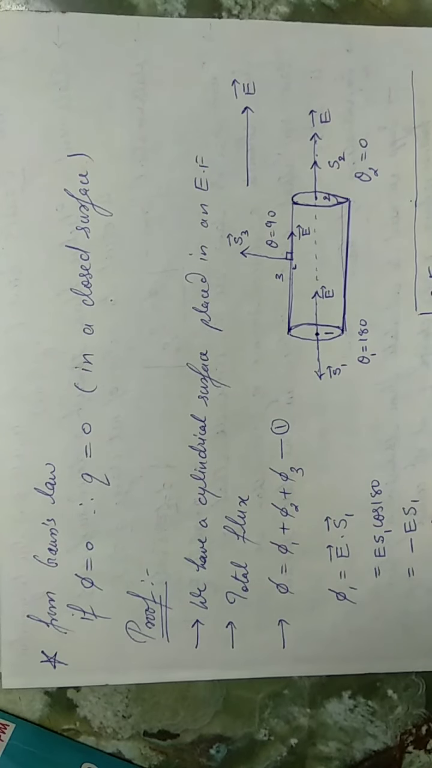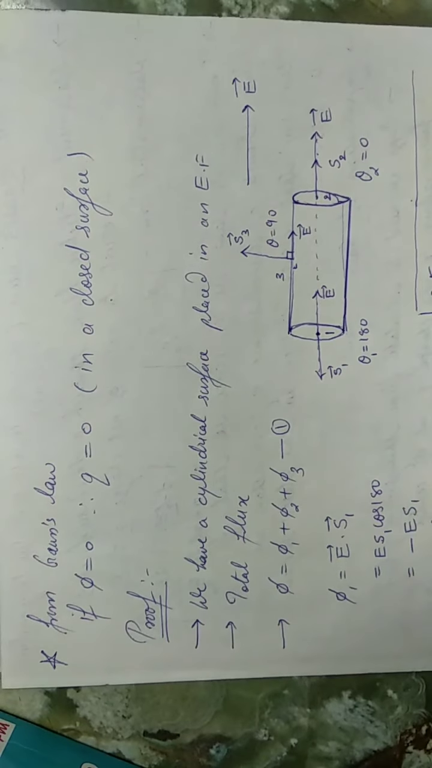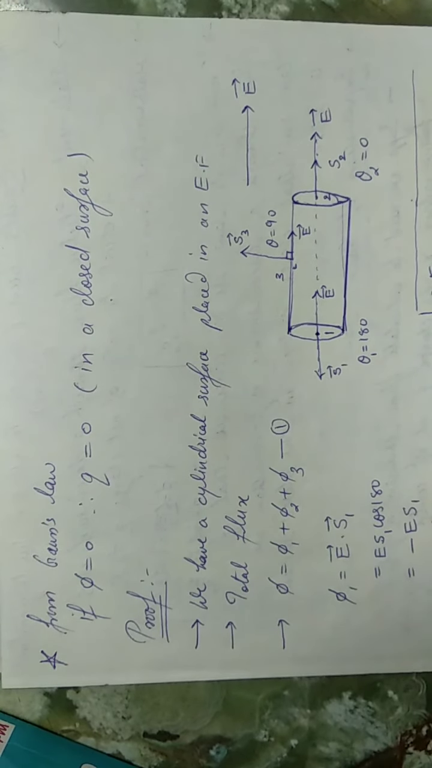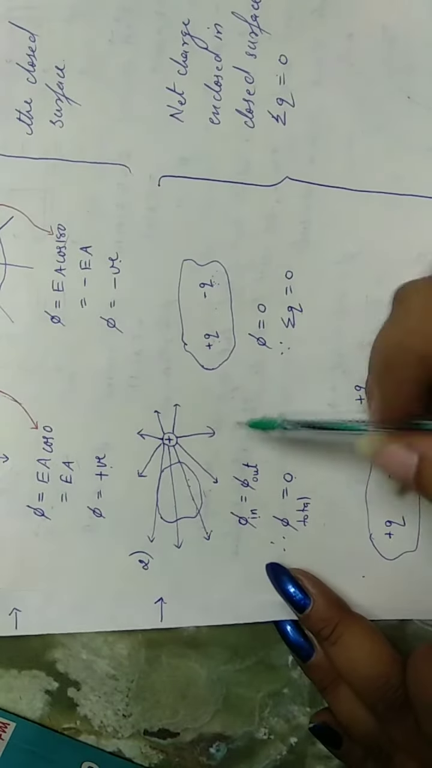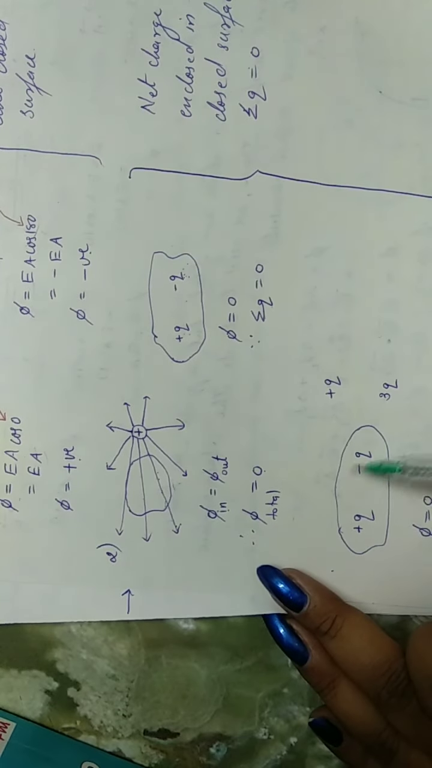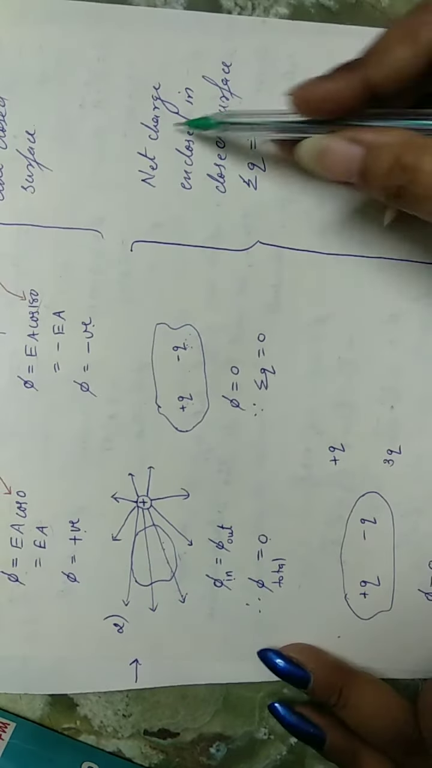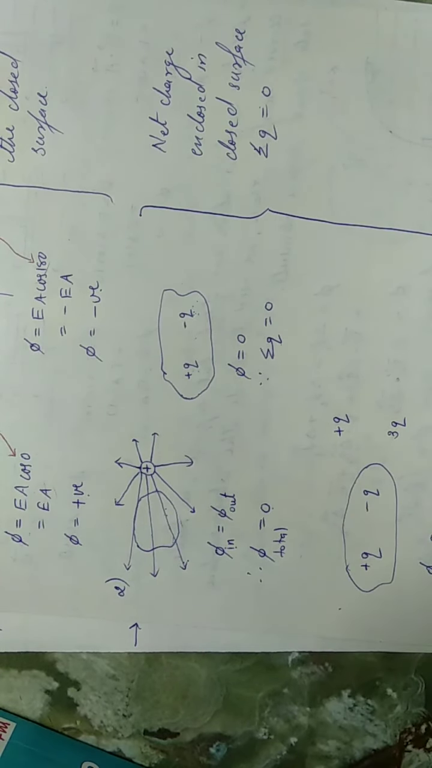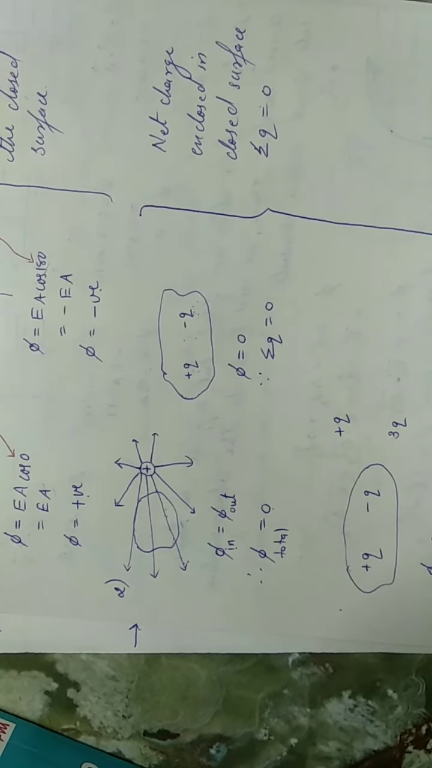From Gauss law, we can conclude that if flux passing through a surface is 0, then there won't be any charge enclosed in the surface. We have seen in all these cases, when there was no net charge enclosed in the surface, then the flux was 0. So either you can say that when there is no charge enclosed in the surface, then flux passing through the surface is equal to 0, or else you can say that when there is no flux passing through the closed surface, then there is no charge enclosed in the closed surface. So now we'll study that.